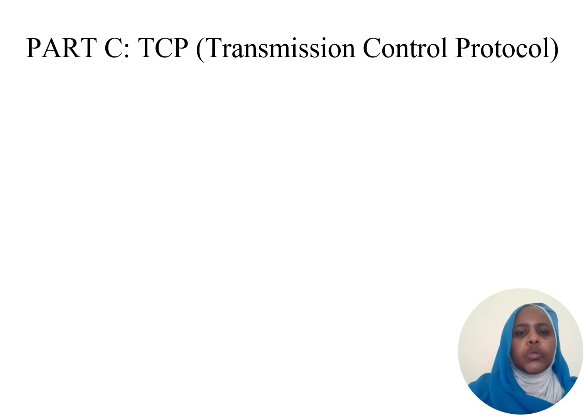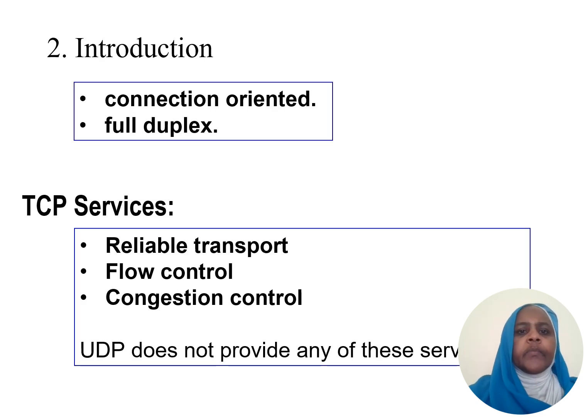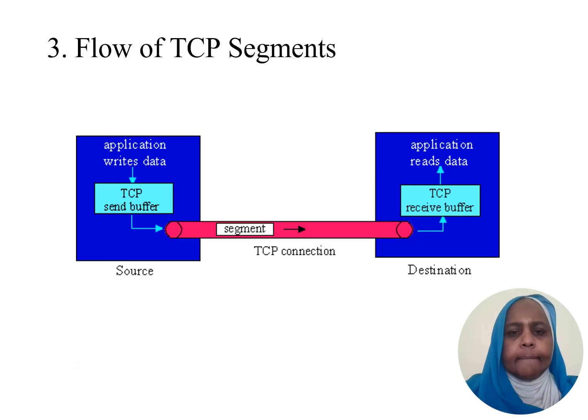The Transmission Control Protocol is the protocol that provides connection-oriented services for the transport layer in the TCP/IP protocol stack. It's a connection-oriented, full duplex protocol with reliable transport, flow control, and congestion control. UDP, on the other hand, is a connectionless protocol that does not provide any of these services.